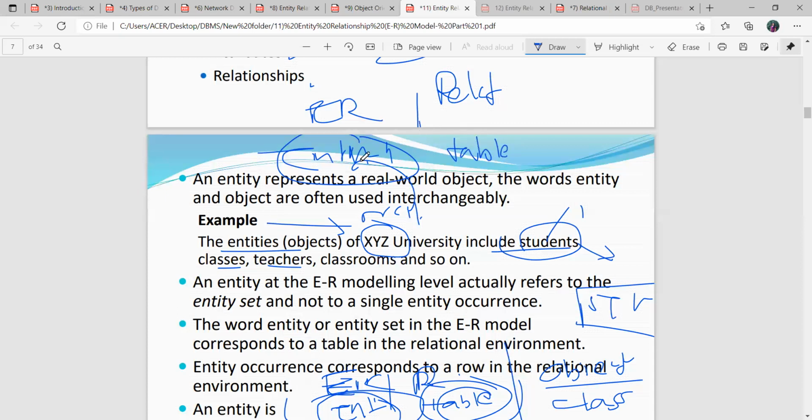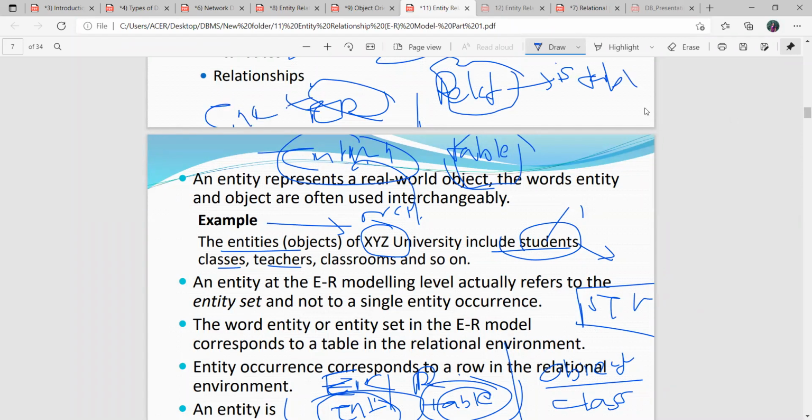In the ER model we represent this as an entity, but in the relational data model we represent it as a table, because the basic data structure of relational data modeling is a table. In ER modeling, it's an entity. In the object-oriented model, this entity is known as a class. Yes, madam, understood.